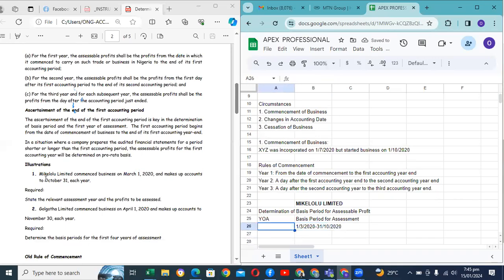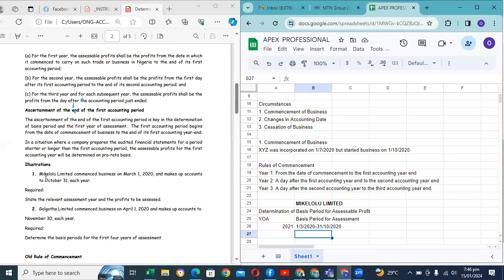Now, what that simply means is that we said businesses are assessed to tax on preceding year basis. So a year after 2020 is what? 2021. Is that clear? Yes, sir. Is it clear, everyone? Yes, sir. It is clear.